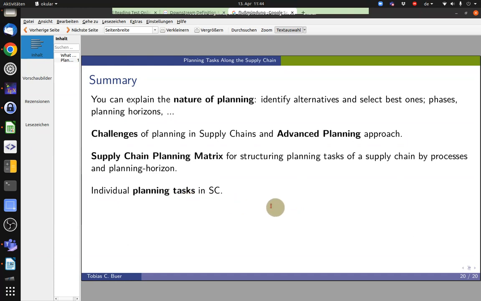So you see, this gives you an overall picture of what management and planning tasks are done in a supply chain.